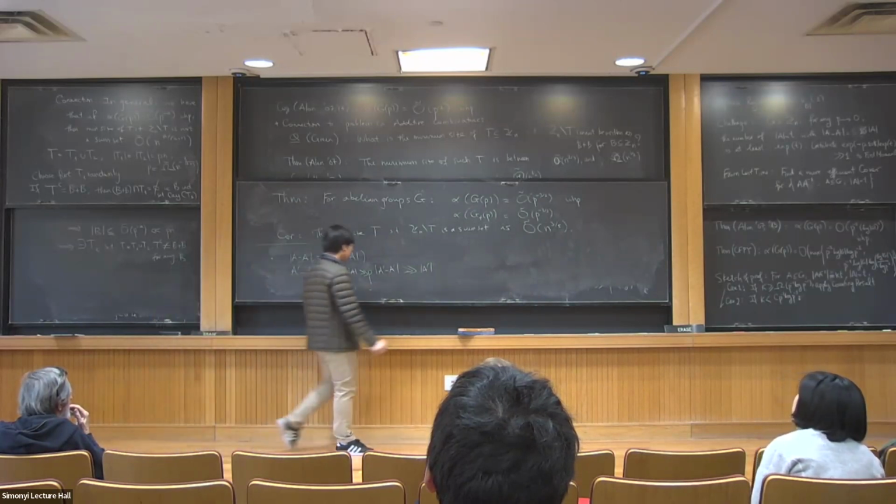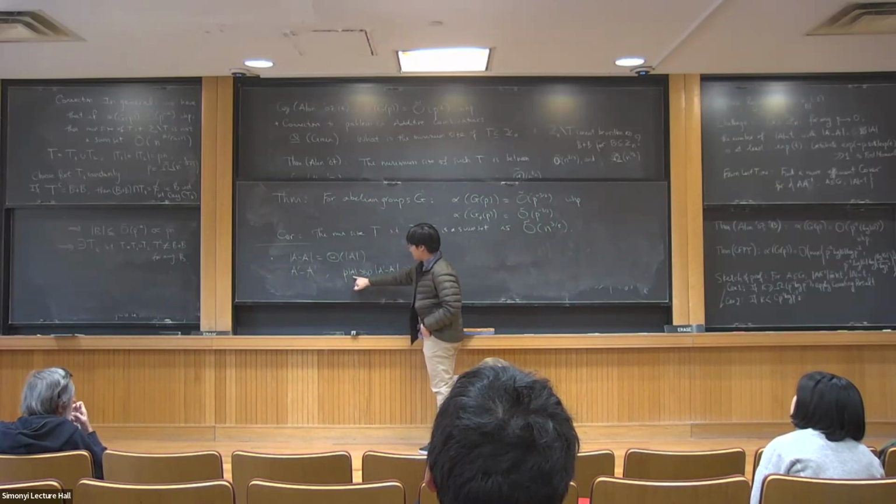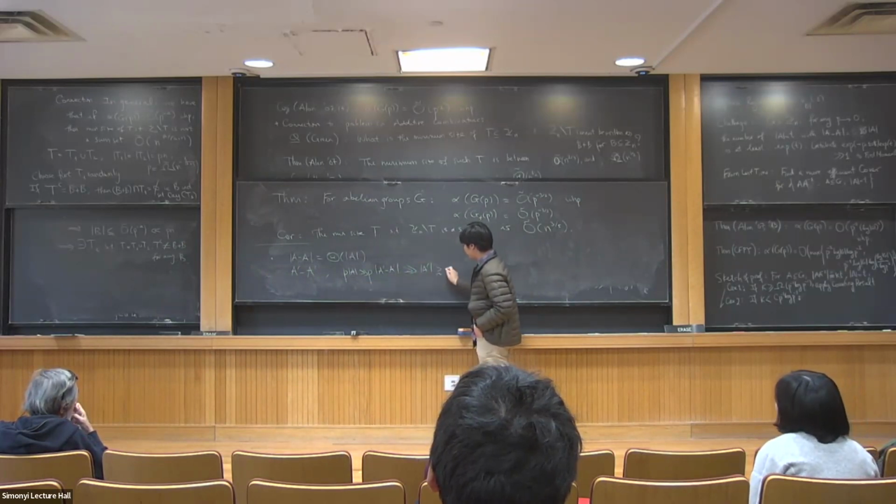And furthermore, in order to get such a bound, we will need A prime to have size at least bigger than square root times the size of A.